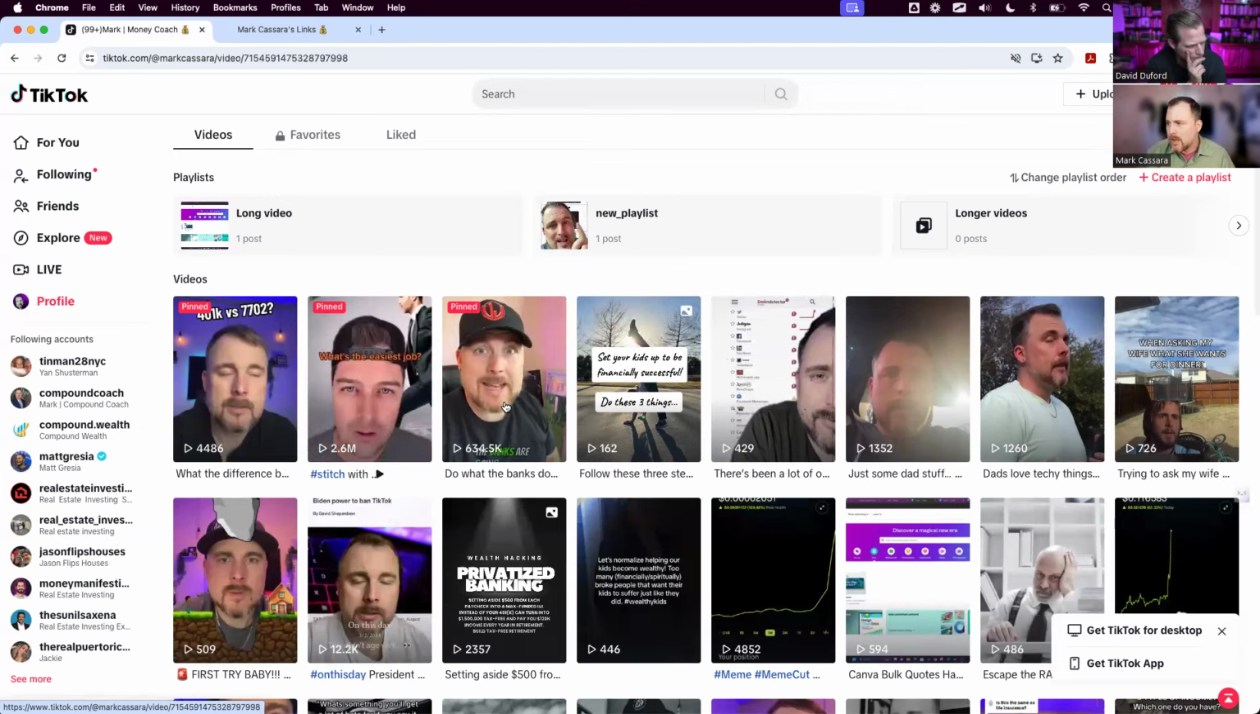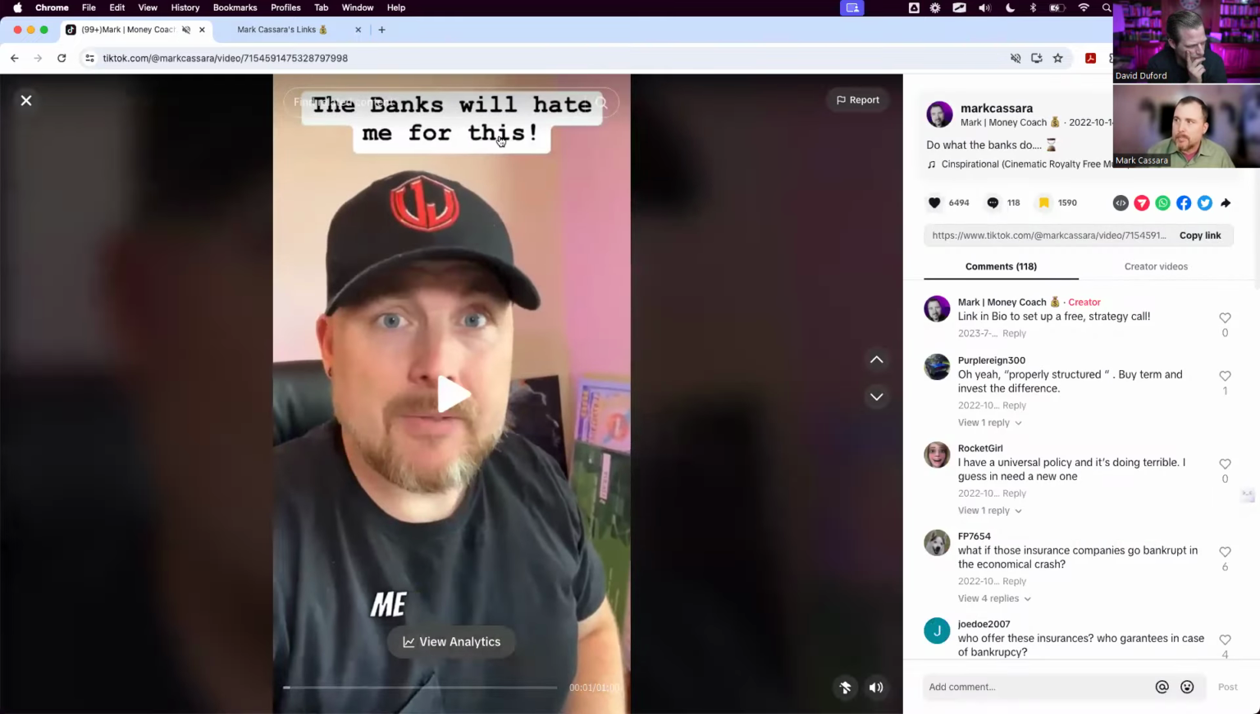I had another one here. This was basically the banks hate me for this. It says the worst thing you can do is leave a large sum of money in the bank, because of the amount of interest that you earn in your account, which is 0.04 to 0.06%, and the amount of inflation in our economy, 4, 5, 6%. You're losing out on purchasing power. Instead, do this. And it talked about an annuity, an IUL, just a couple different options there.